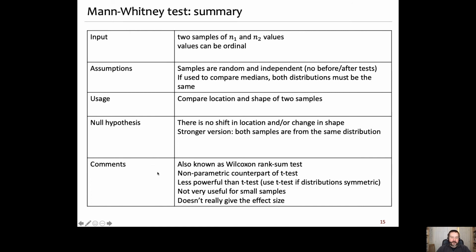This is the non-parametric counterpart of the t-test. It is less powerful than the t-test. If your data are normal or roughly normal, you should use the t-test instead. And it doesn't work for small samples. It also doesn't really give you any effect size. U is not a very good statistic to tell you how different the samples are.